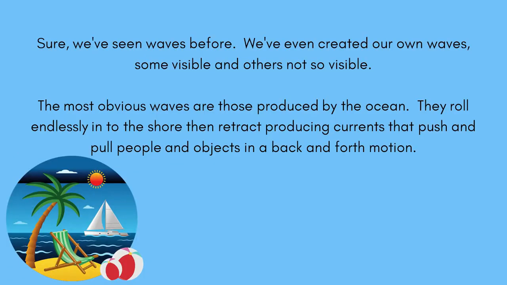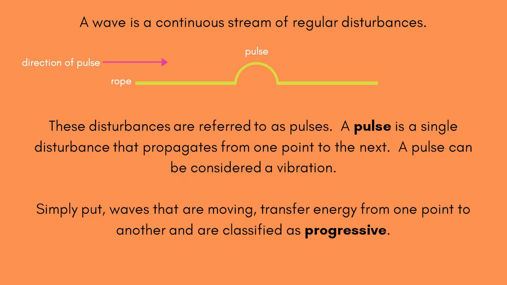Sure, we've seen waves before. We've even created our own waves, some visible and others not so visible. The most obvious waves are those produced by the ocean. They roll endlessly into the shore, then retract, producing currents that push and pull people and objects in a back and forth motion. A wave is a continuous stream of regular disturbances.